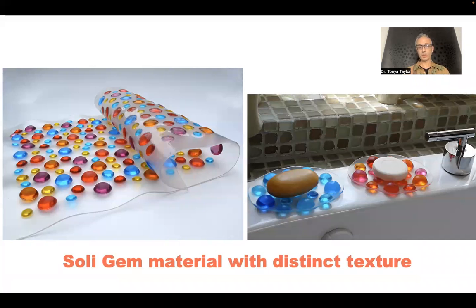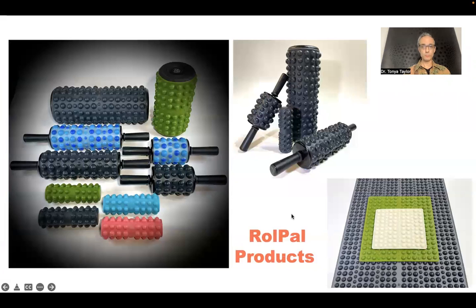Here is the SoliGem material, made with urethane and silicone, with a very distinct texture. Then I developed it into soap dishes, and further development turned into a roll pile product. These are massaging instruments on which the texture determines every little dot, which could be fingers. I have made mats and wands with it for massage applications.